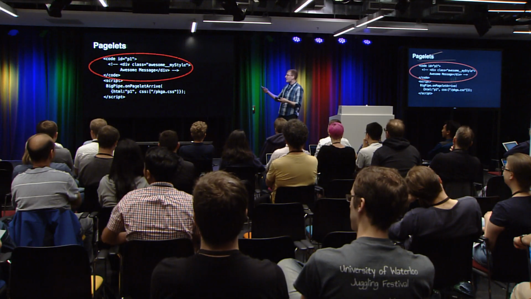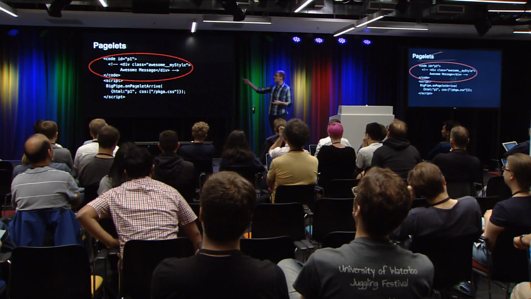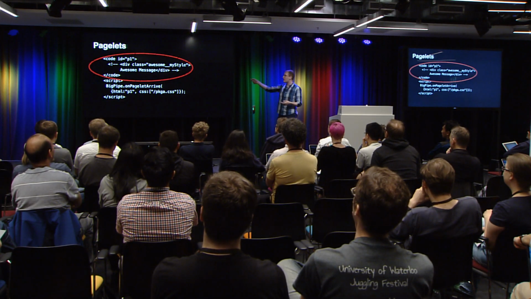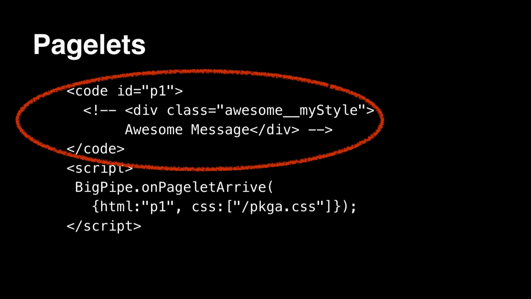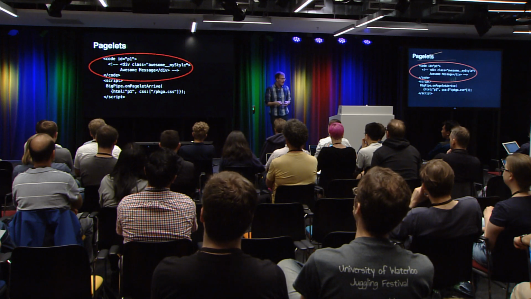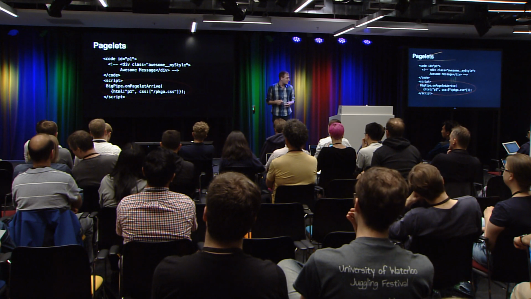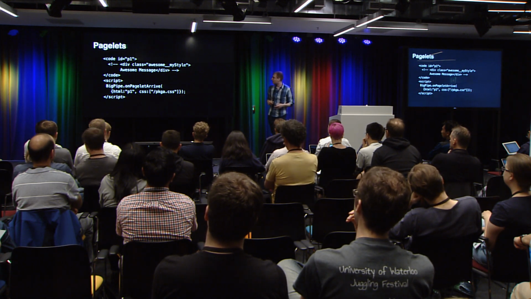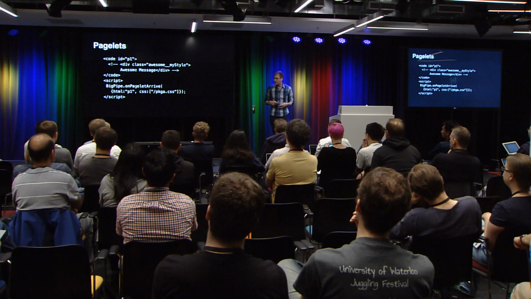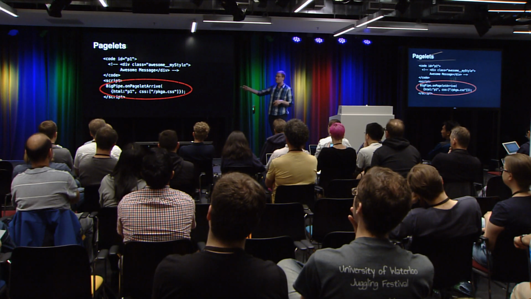So this HTML comment has got the div that we rendered, and you'll notice that the CSS class that we had before has been translated into a flattened name. Now, the next thing you'll see is that there's this call to a script called BigPipe.onPageletArrive.